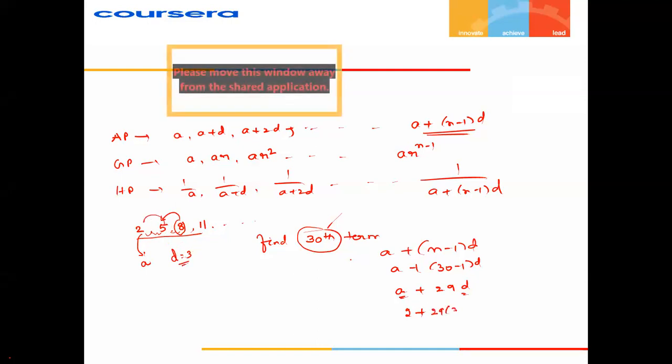Like this, we need to practice a few numerical problems related to these things. Now the same thing we can work out in terms of geometric progression.